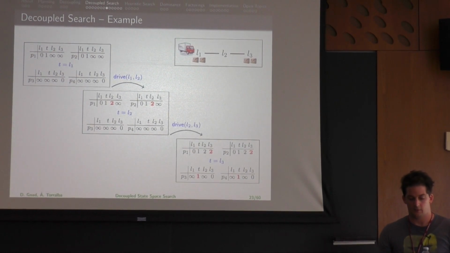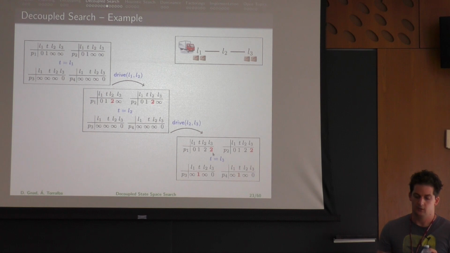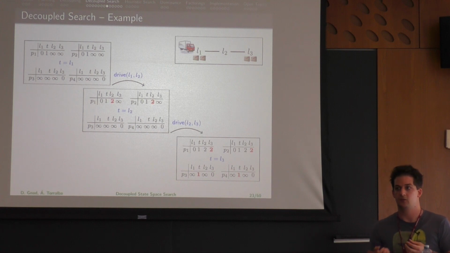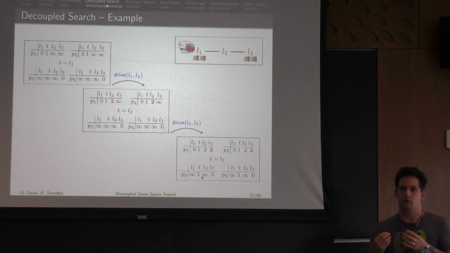So say we drive on again from L2 to L3, then like before, this also makes new leaf actions applicable, where we unload the packages from the truck to location L3. And for packages 3 and 4, we can now choose to load them into the truck, because the truck is now over here. We can just load them at a cost of 1.